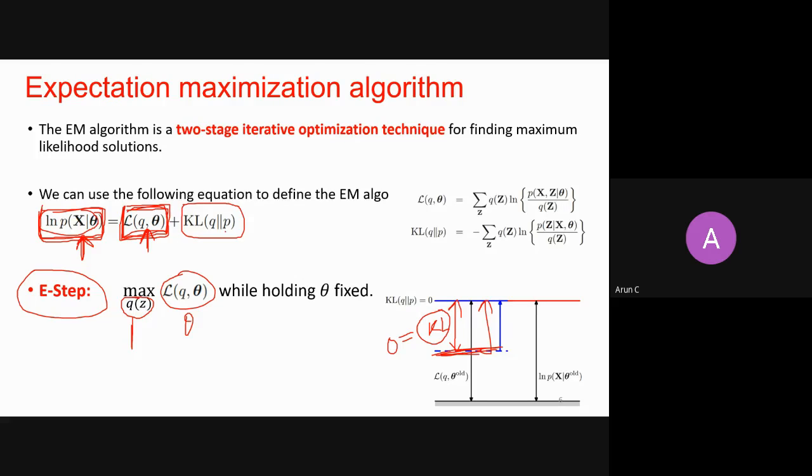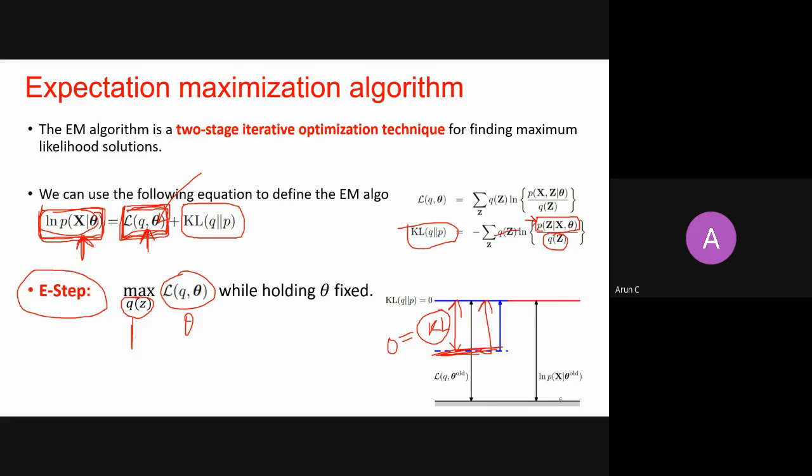So what you can do in this KL divergence, you can make this q equal to this p. And what is this p? This is the posterior distribution over Z. So for a given theta, if you make your q(Z) equal to the posterior p of Z, then what will happen?